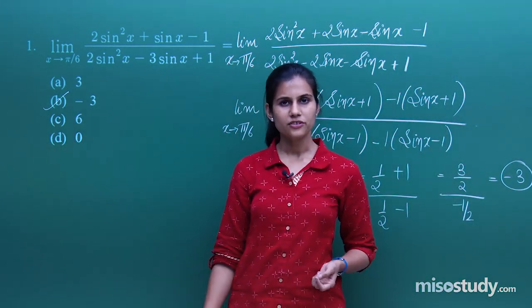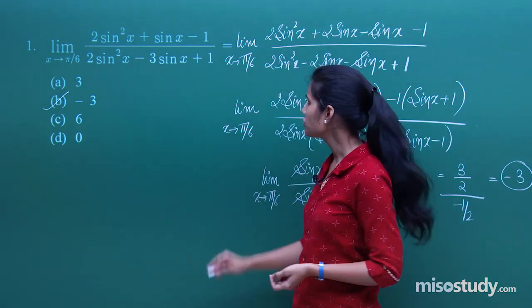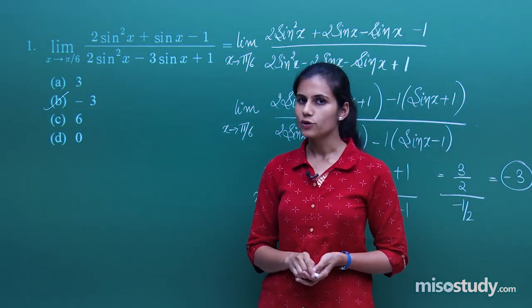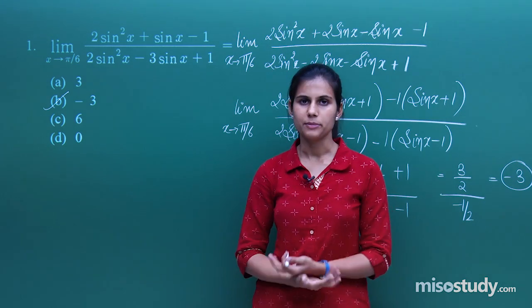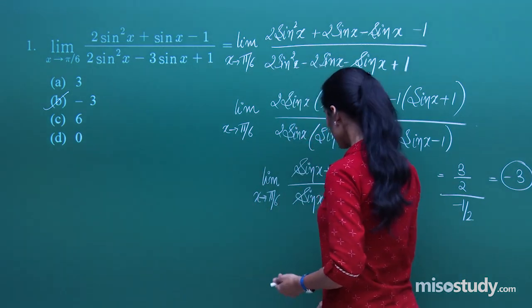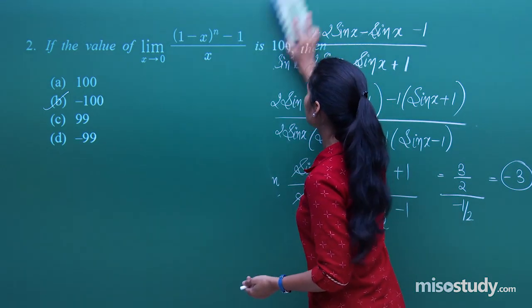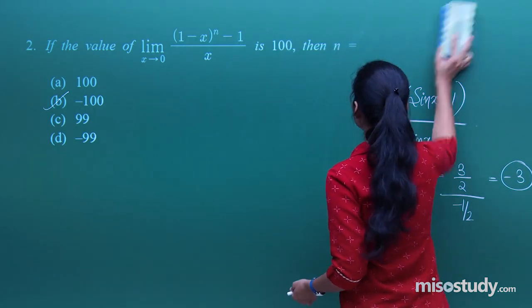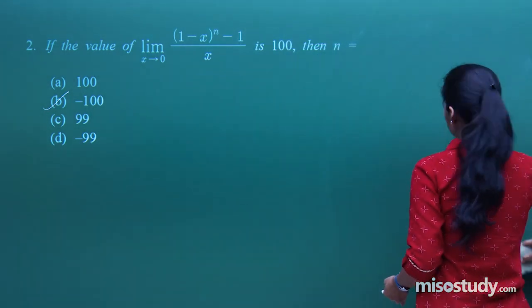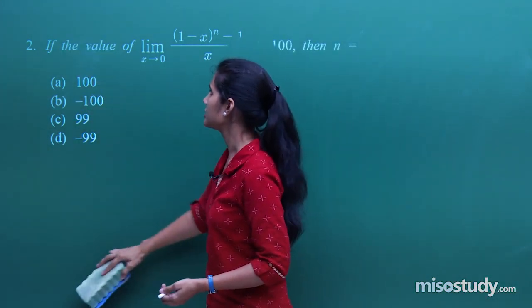So the limit of this expression very easily can be calculated by just breaking the middle term and then solving the expression to get the value of the limit as minus 3. Next question says what? It says if the value of this particular expression is 100, then what is the very value of n for which this is 100?